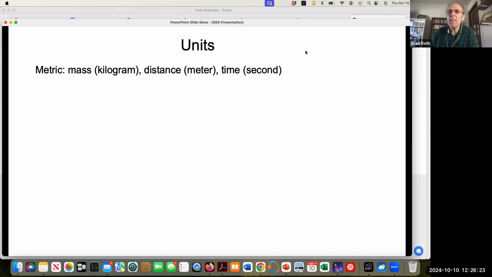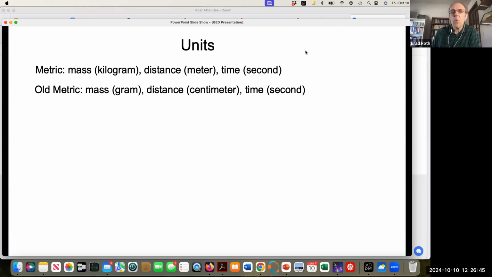All right. One thing that will come up, especially in the science part, is the units. Generally, science is done using metric units. So they want to be familiar with the units of mass, which is the kilogram, distance is the meter, and time is the second. There is an older system of metric units based on the gram, centimeter, and second that sometimes shows up in the medical literature still, but is somewhat obsolete in the sciences.